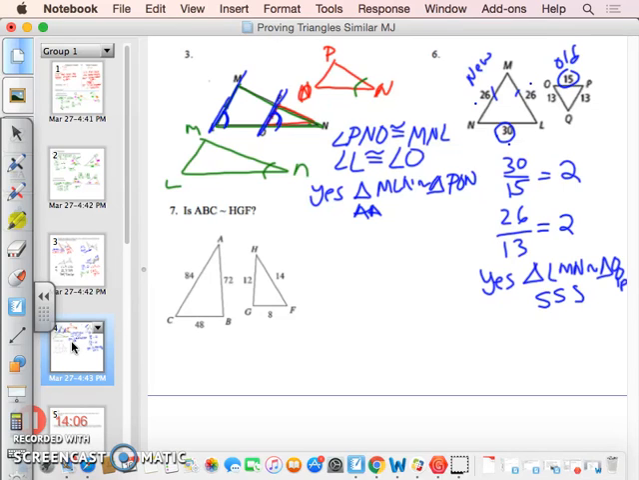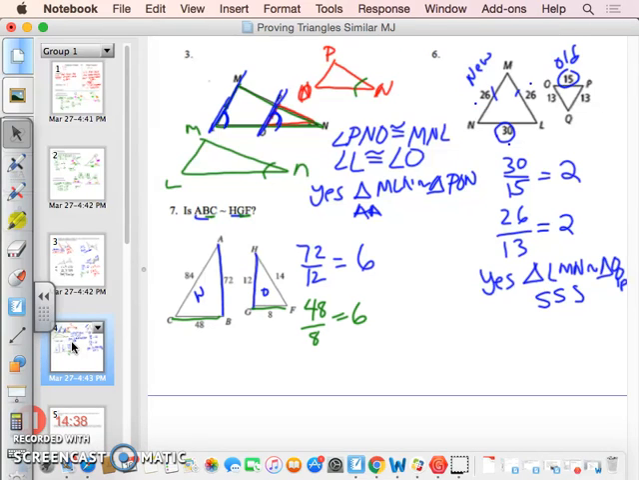And again, they gave me 3 side lengths, so I'm going to have to look. The first I'm going to look at is AB and HG. So AB is here, and HG is here. So I'm going to call this my new, and this my old. So that's 72 over 12, which equals 6. I'm going to look at BC here, and GF. So BC is here, GF is here. So this is 48 divided by 8, and that is also 6.